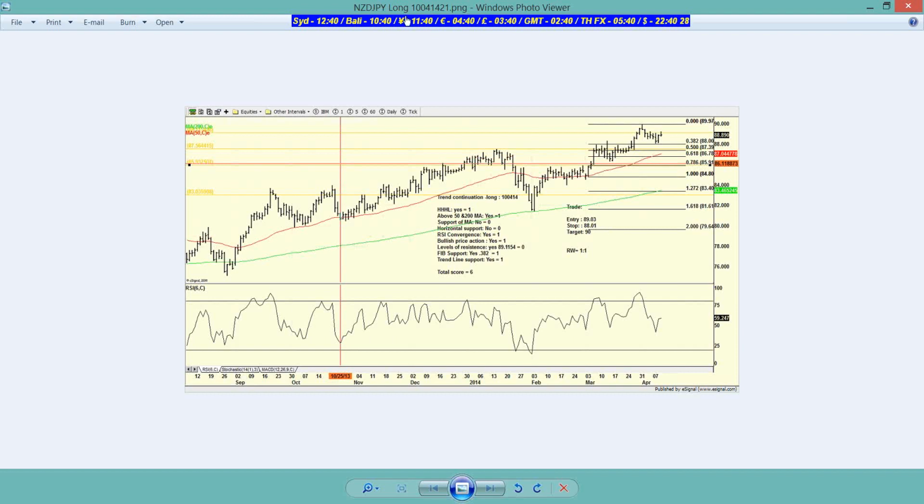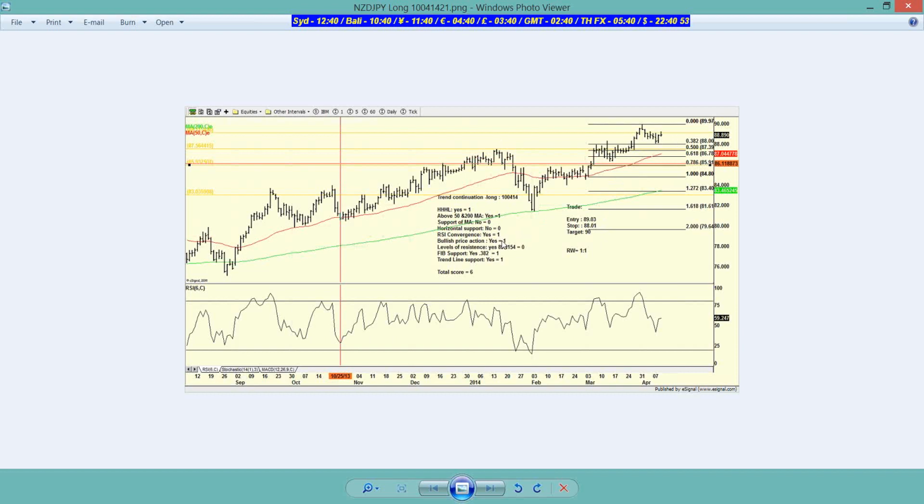38.2 is quite a weak retracement. It's support. You'd want a pretty strong support level to coincide with that. 38.2. Higher highs, higher lows, yes. Moving average above, yes. Support, no. Horizontal support, no. Well, that's a must-have. Got to have that horizontal support.